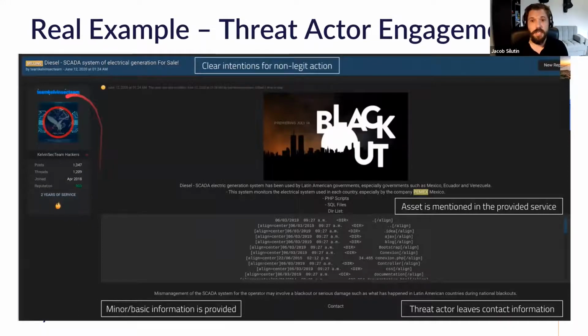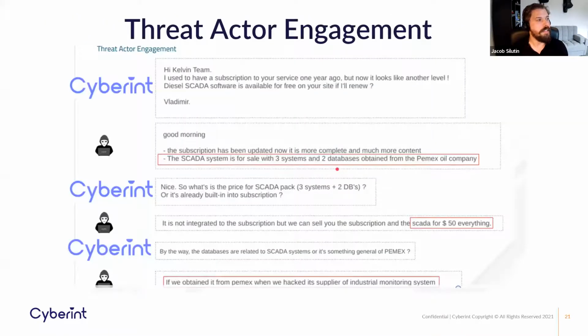But we need some more information so we can approach the threat actor and talk to him. Again, using the tools we saw, using the language we saw and the culture, making ourselves appear as a legitimate actor in this space, we can ask the questions. So we ask, hey KelvinSec team, I want to ask you about the SCADA software that you're selling. We can see here the SCADA system is for sale with 3 systems and 2 databases obtained from the Pemex oil company. Great. Is it built in? It is not built in, and it will cost $50 for everything. All right. Another question. How did you get this information? It was obtained from Pemex when we hacked its supplier of industrial monitoring system. So it looks like a third-party breach.